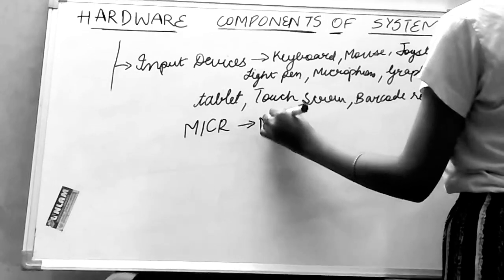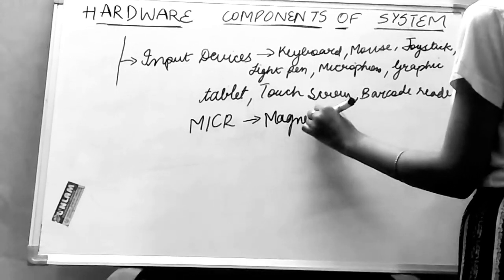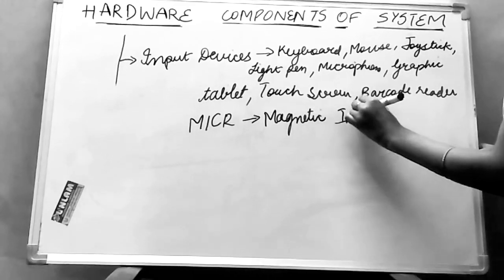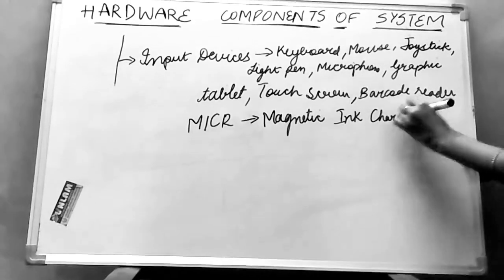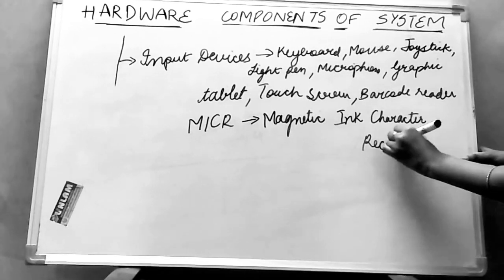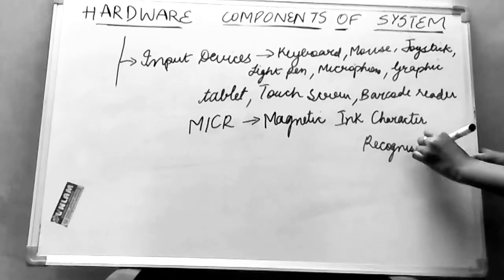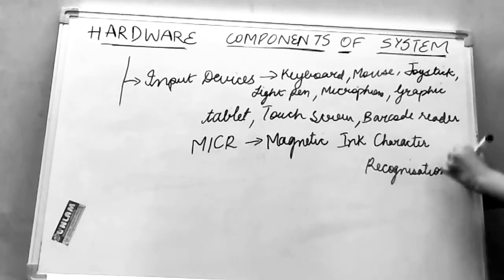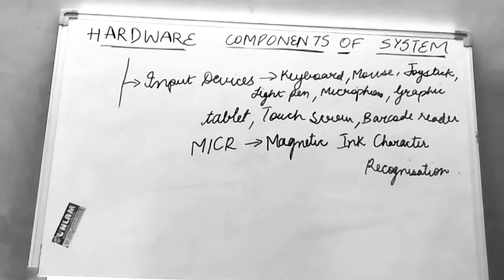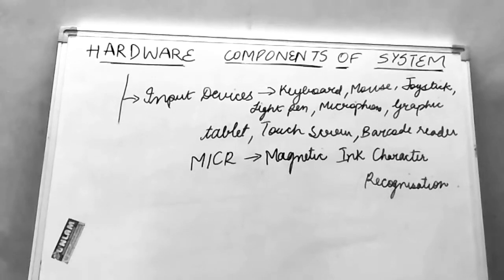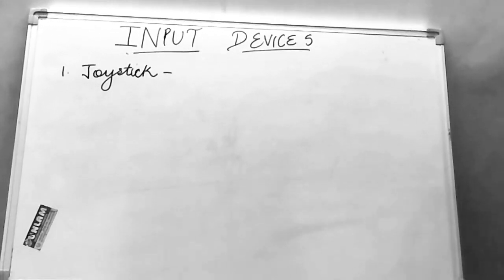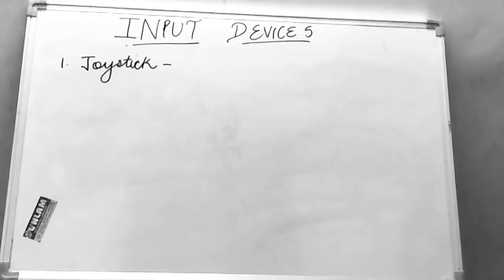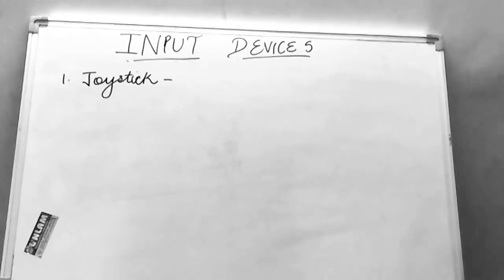Let us write it, magnetic ink character recognition. So these are the input devices that we are having. So now, what do we mean by the input devices? We have learned the examples. Now one by one I would like to explain all the examples of input devices.